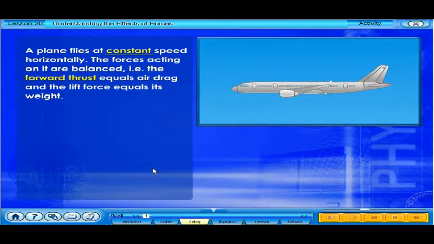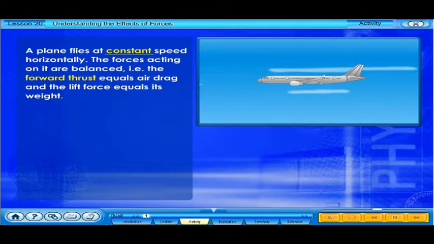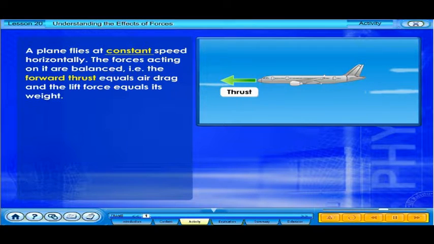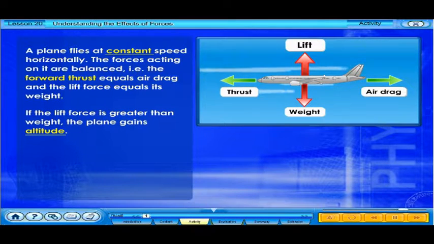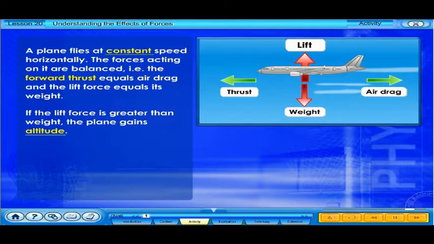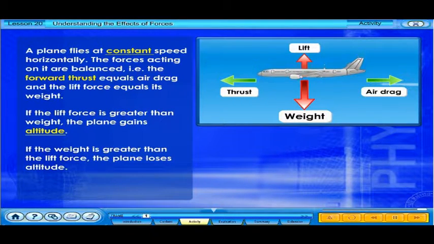A plane flies at constant speed horizontally. The forces acting on it are balanced, namely, the forward thrust equals air drag and the lift force equals its weight. If the lift force is greater than weight, the plane gains altitude. If the weight is greater than the lift force, the plane loses altitude.